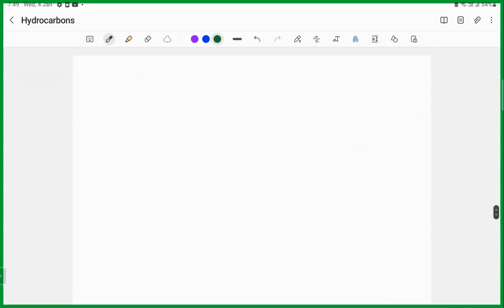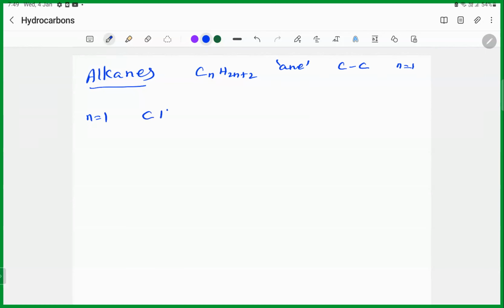Okay, now we'll go to alkanes. So what is alkanes? It has the general formula CnH2n+2. The name should end with -ane. It will contain carbon-carbon single bonds, and the n value starts with 1.